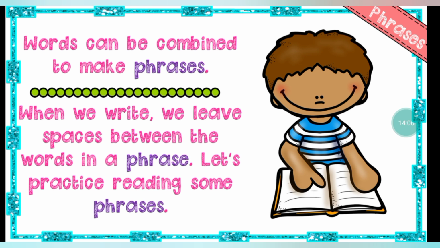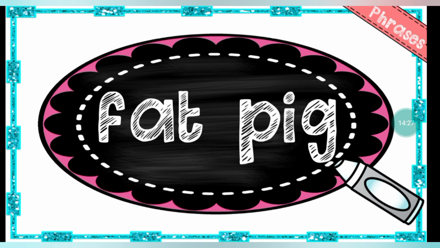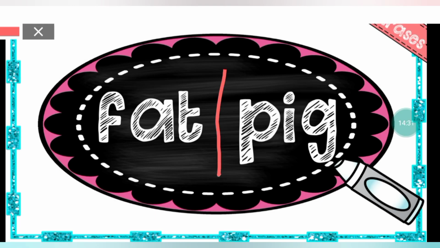No ducks. Okay. Words can be combined to make phrases. And when we write, we leave spaces in between the words in a phrase. So when you're writing a phrase, you leave just a little space. It's not that significant though. A little space in between the words in a phrase. So let's practice reading some phrases. Fat pig. You can see the space here. I hope you can see it. This is the space, okay?